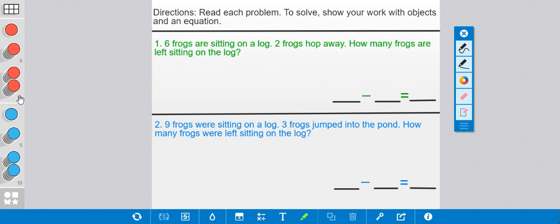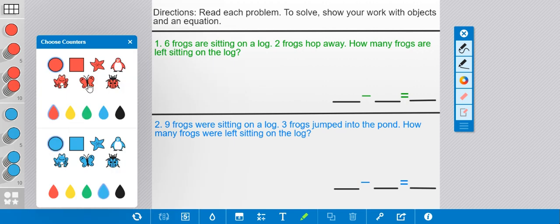So let me get my frogs. So I'm going to click down here, and here is where you can change your objects to different things. So if I click on that button, I can pick my frogs. So we'll do red frogs, and let's see, maybe we'll keep blue. Well, maybe let's do green frogs, since frogs are really green. All right, there we go. Now I have to hit this X.